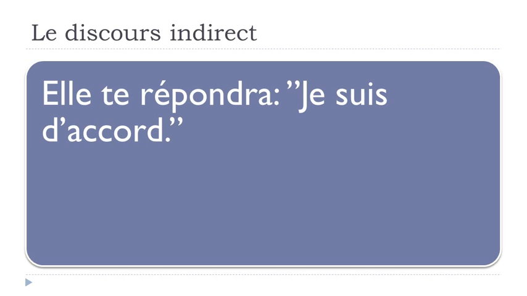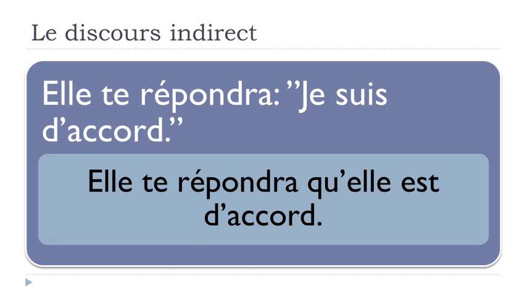If you've got the same thing, you know, with here, the future. Elle te répondra, je suis d'accord. So here it's the future, it's répondre to answer, but at the futur simple form, and in the second part here it's the present form. And let's have a look, and you'll see that it's not really difficult because it doesn't change that much.